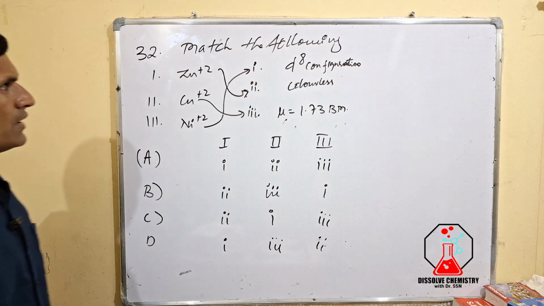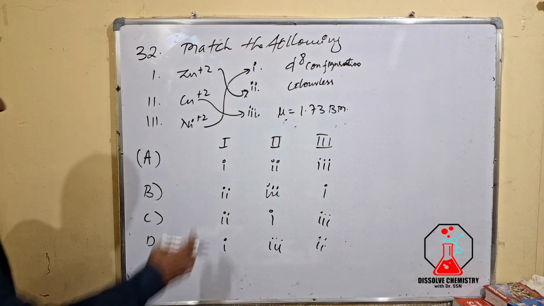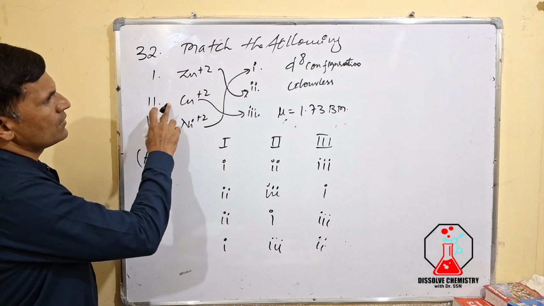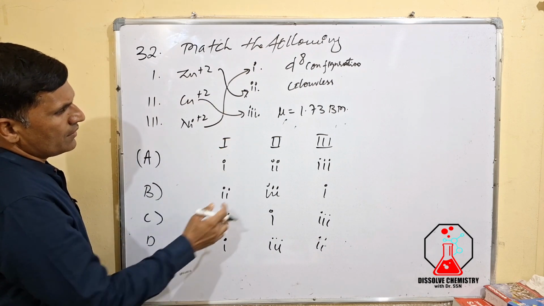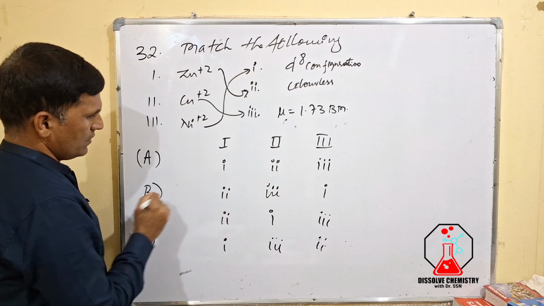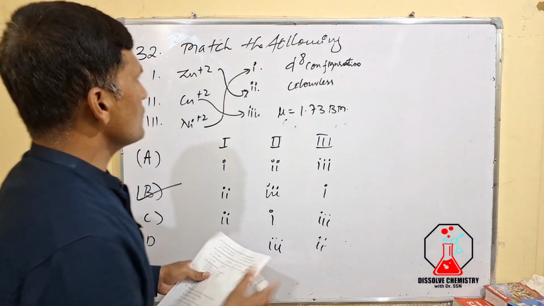So which is that option? Let us see. 1 to 2, 2 to 3, and 3 to 1. So therefore your option is B. Let us move on to the next question.